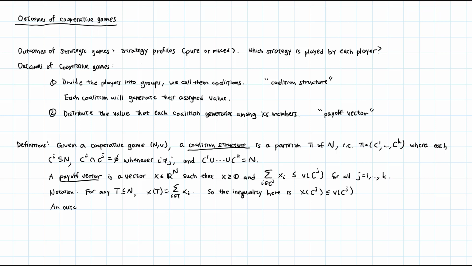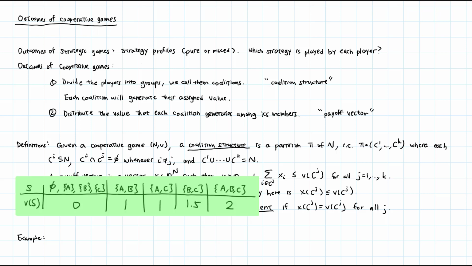Then, an outcome consists of two things, pi and x, the coalition structure and the payoff vector. Such an outcome is efficient if x of C_j is equal to v of C_j for all j. This means that you distribute all the value generated by C_j to its members.